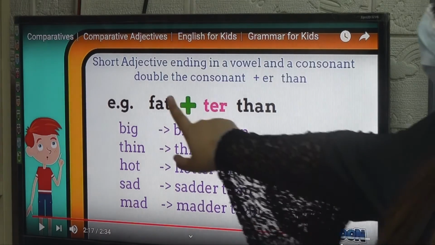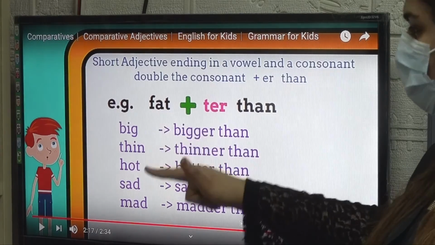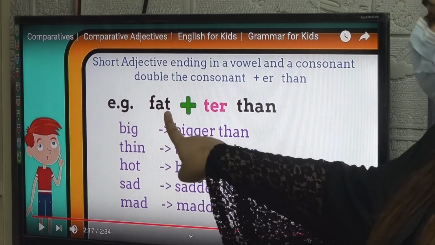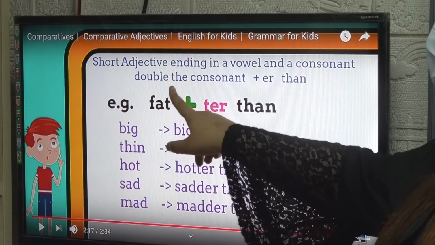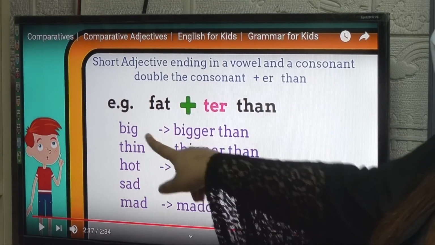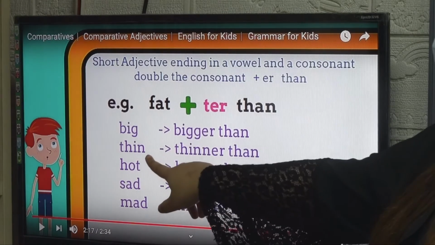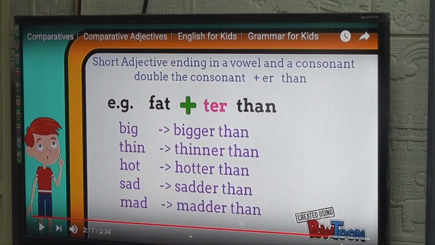So F is a consonant, A is a vowel, vowel means A, E, I, O, U, alright? And T is a consonant. So basically here we have to double the last consonant T and then add ER, just like here. Big becomes bigger than, thin becomes thinner than, hot becomes hotter than, and so on. So I'm going to explain to you in your book. So we are done with the video watching. Now let's move on to our book.